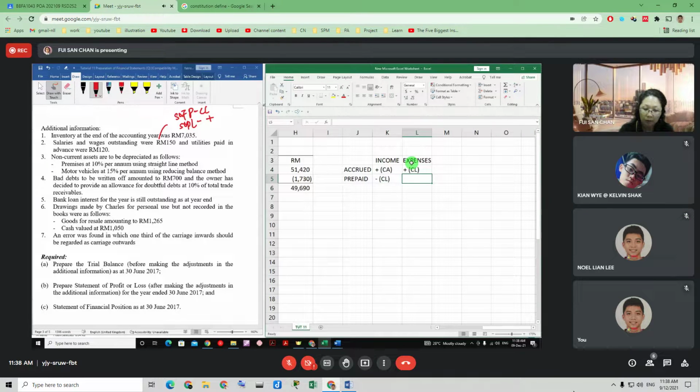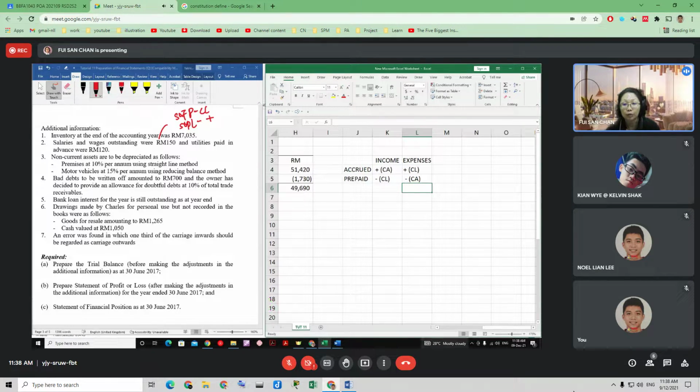Okay. So for expenses prepaid, meaning we haven't incurred, but we go and pay in advance. We pay until next year January, next year February. So the amount that you pay in advance for next year January, next year February, is it your current year expenses? No. So need to plus or minus? Minus. Yes, minus. So this one become your current asset.